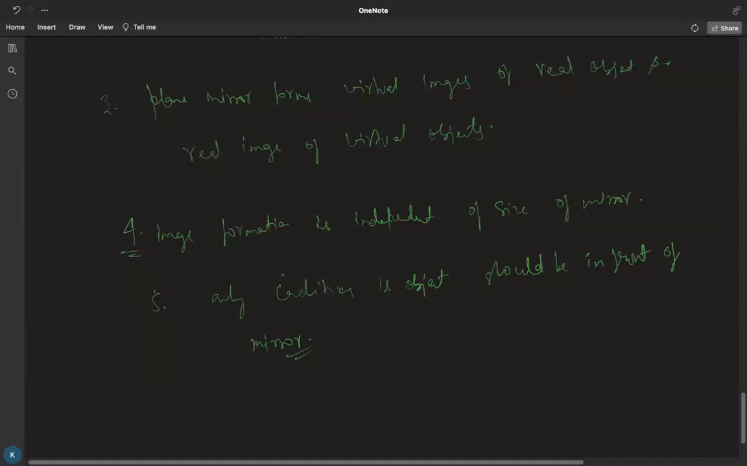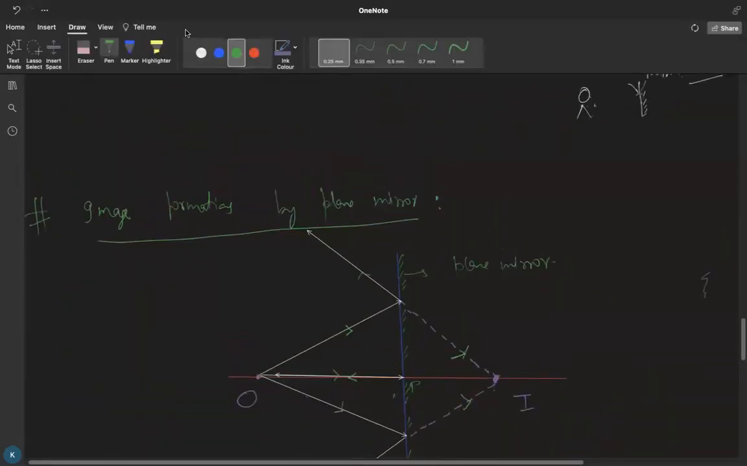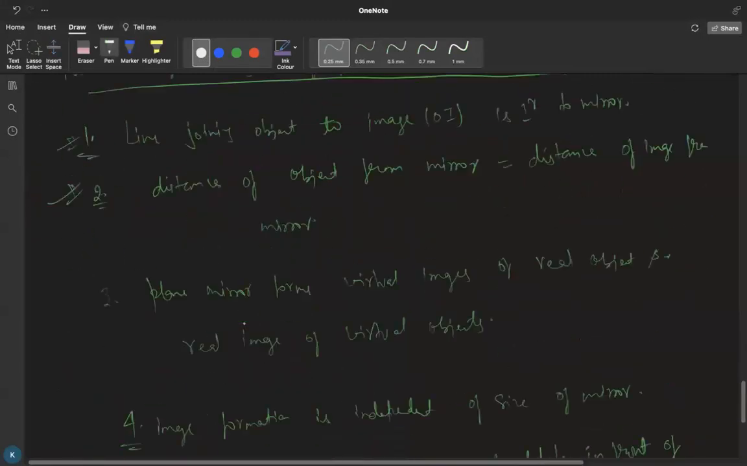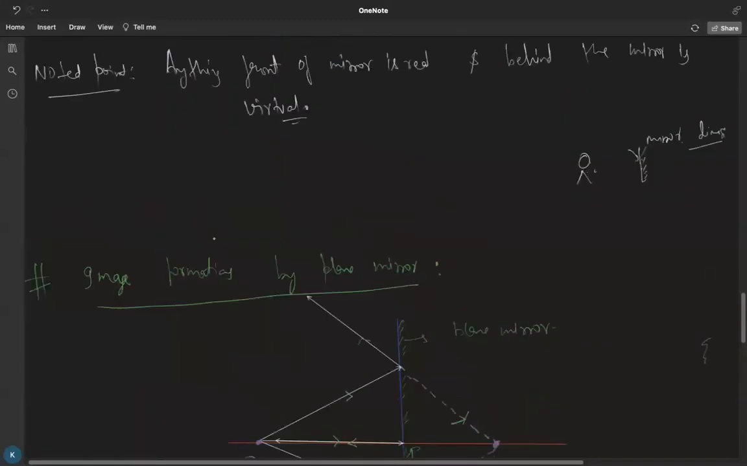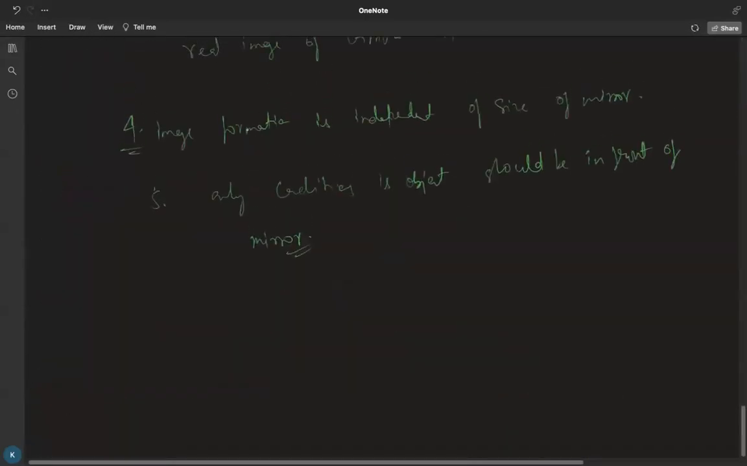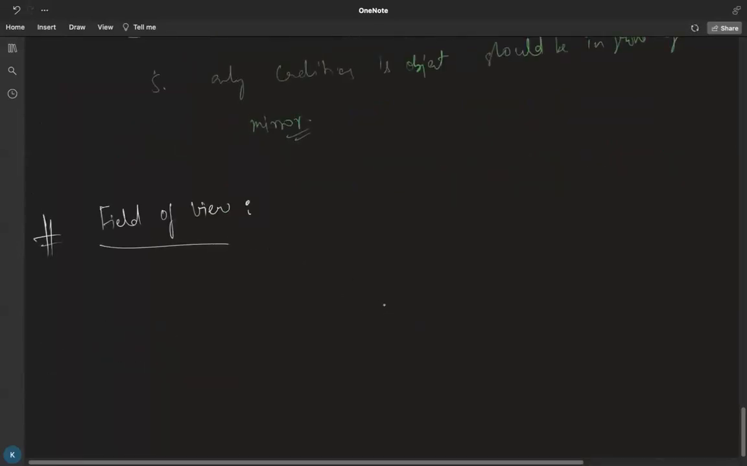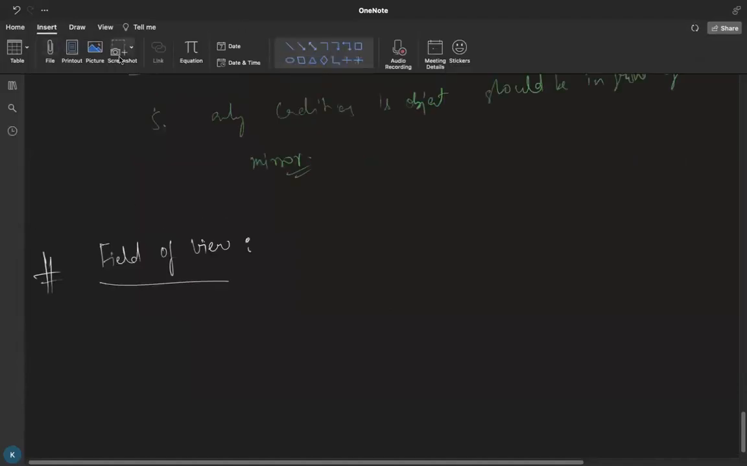Now the next thing that we are going to deal with is field of view. These are actually definition kind of things, so you have to keep this in mind, and these are important as well. So what is actually field of view? Let me draw it here, or start drawing actually.